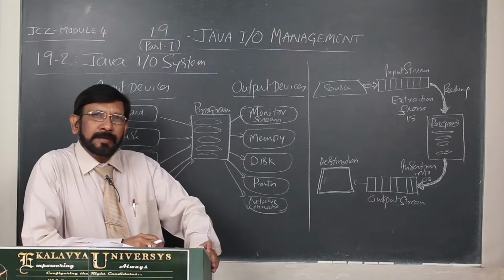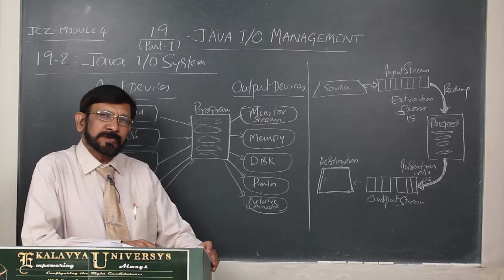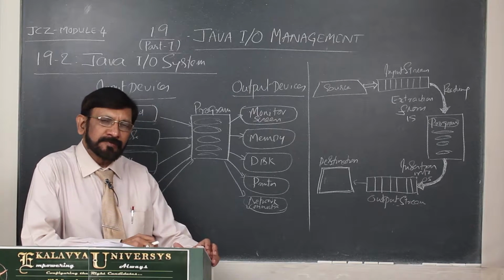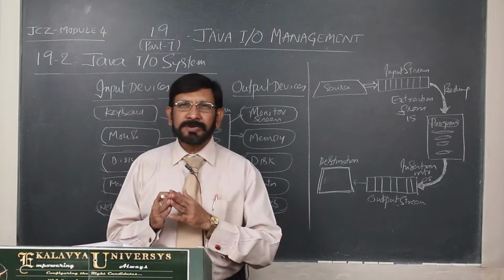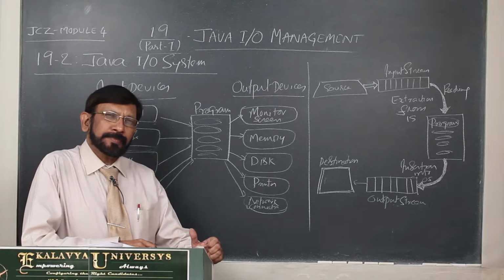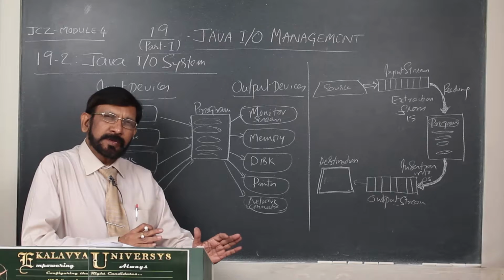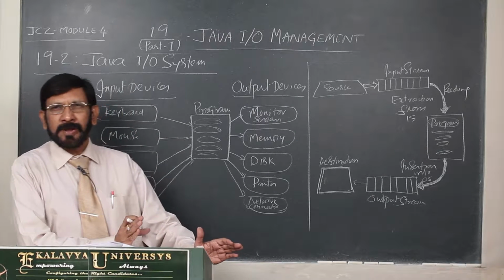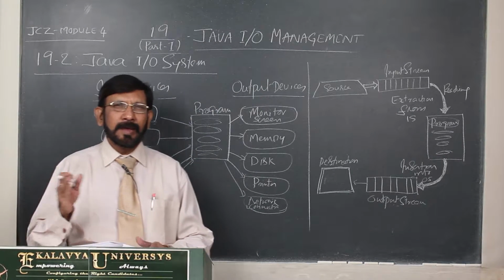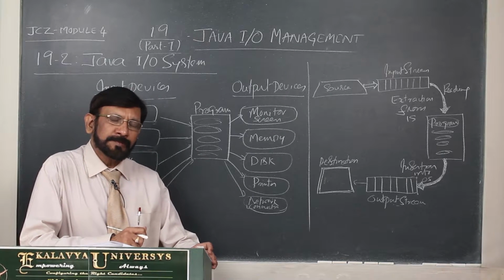Hello friends, now let us take up concept number 19.2, the Java I/O system. After understanding Java streams and files, we need to understand the Java I/O system. As I told you already, for the purpose of I/O management, Java provides a large number of classes. As I told you, 70 classes and subclasses, 12 interfaces, and hundreds of methods for performing I/O operations.